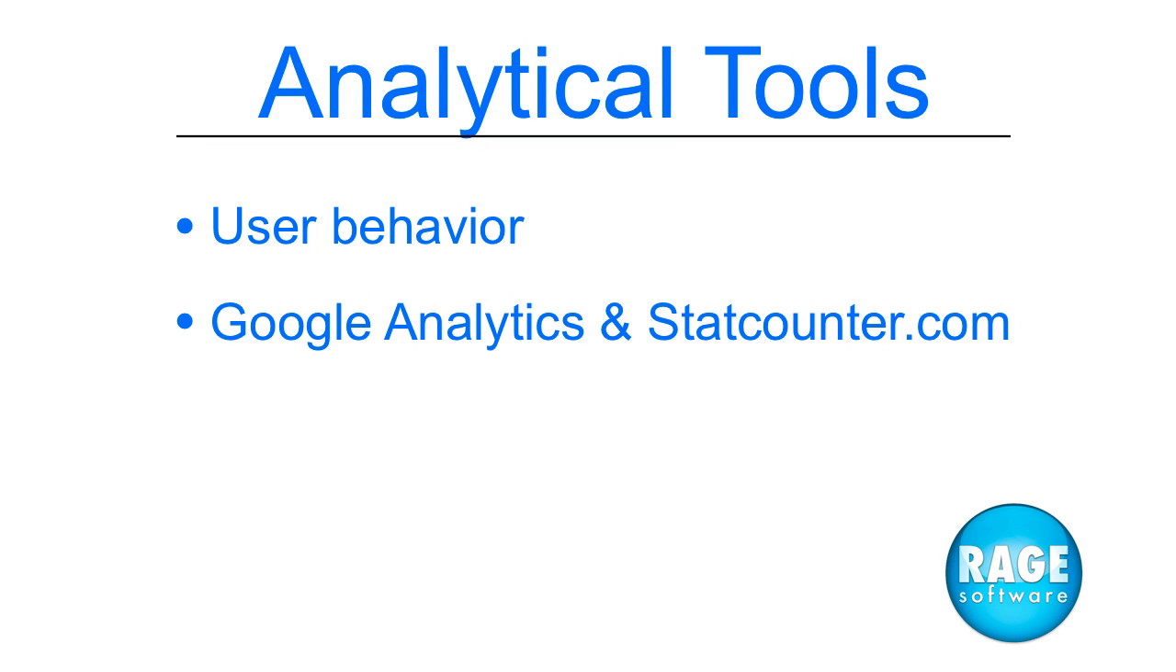Analytical statistics can help educate you about your users' behavior. Google Analytics and Statcounter are two great tools to use. The analytical codes should be placed in an include file for the footer or at the bottom of each page before the closing body tag.